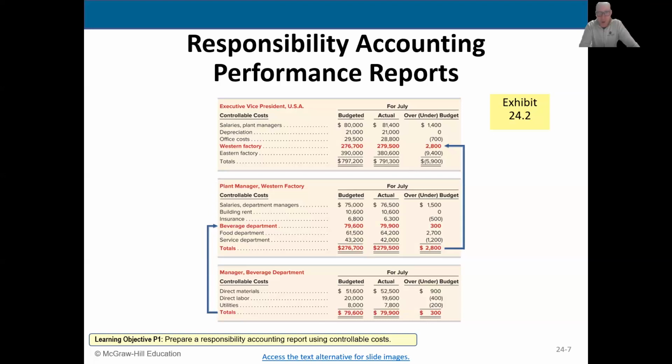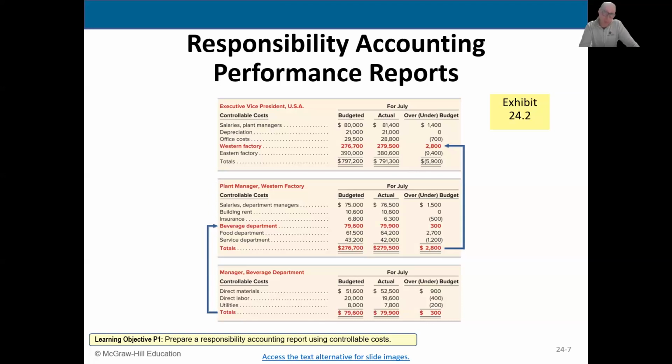If we add up the over/under budget variance, we can see that this plant manager is over budget by $2,800 million. That's a problem. So what about the division or the region of the company?